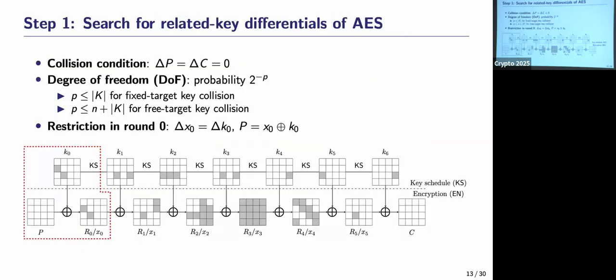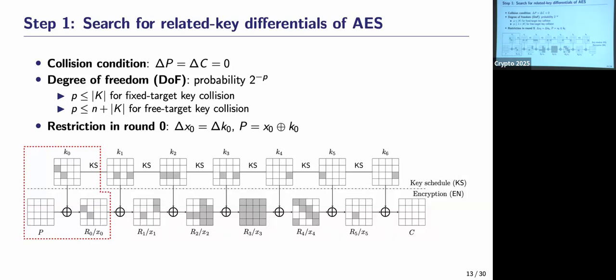In step 1, the related key differential should satisfy the following conditions. To get collision, there should be no active bytes in plaintext P and ciphertext C. Considering the degree of freedom of the attack, the fixed target key collision can utilize the DOF of the key, while the free target key collision can utilize the DOF of both the key and plaintext. So the probability of the differential is bounded in different settings.